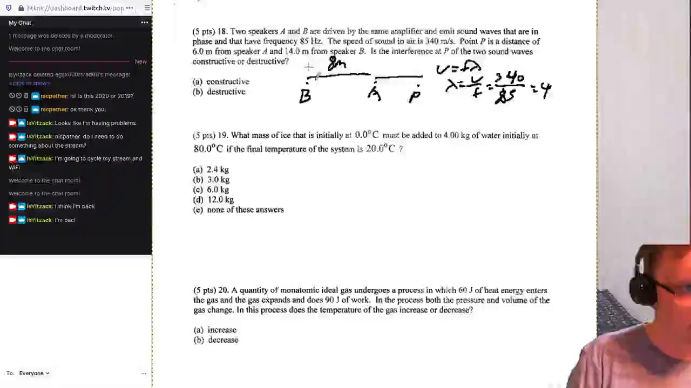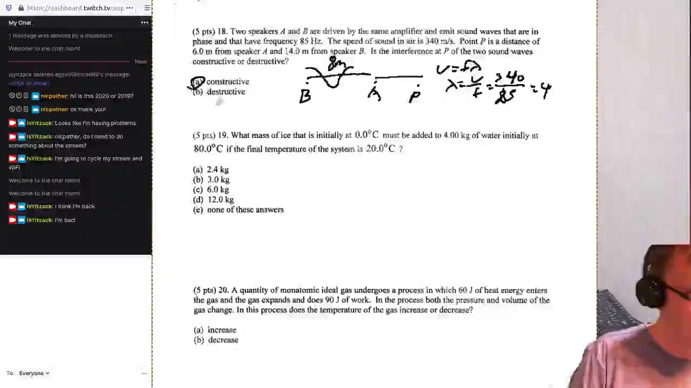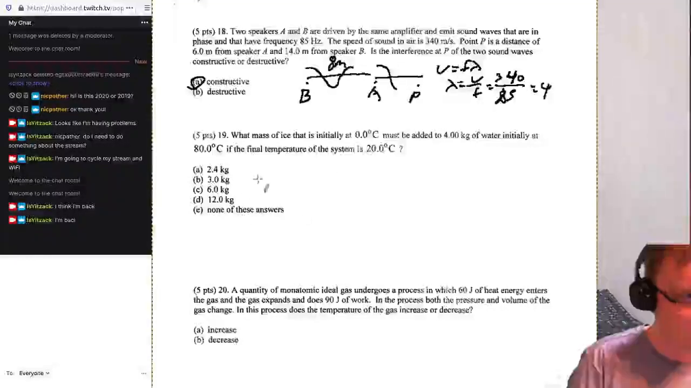So an integer. So that's 1 lambda, and then I'll keep going. So another some number of integers. So that means that this should be effectively the same as constructive because they are in the same phase. Whatever's going on over here.